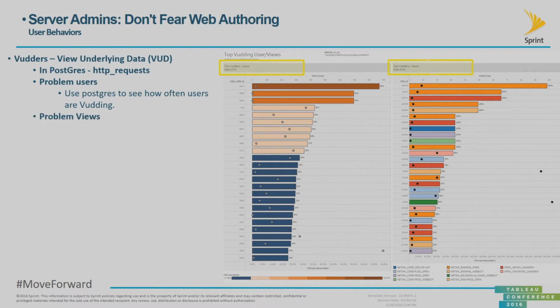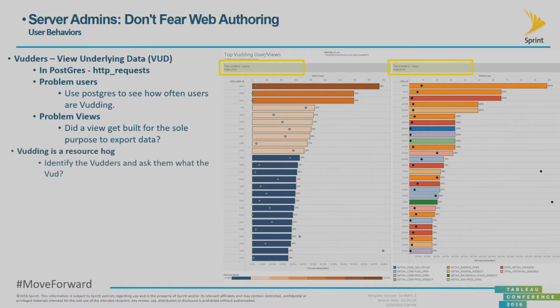Other thing we do is we look at the views. Was a view created for the sole purpose of exporting data? That top one, 300% of the time it's used from view VUDI. What that means is the guy opens it, exports the data, changes the filter, exports again, changes the filter, exports it again. He's just creating CSVs out of it. So these are resource hogs. It takes a lot, and it's just frustrating because they're just pulling it out, putting it in Excel to make a chart when they can do it all within web authoring. So we find out these users and see what's going on and ask them, what the heck, man?